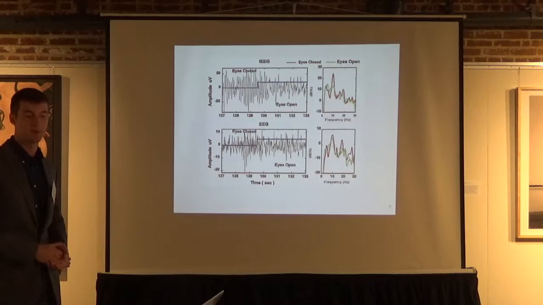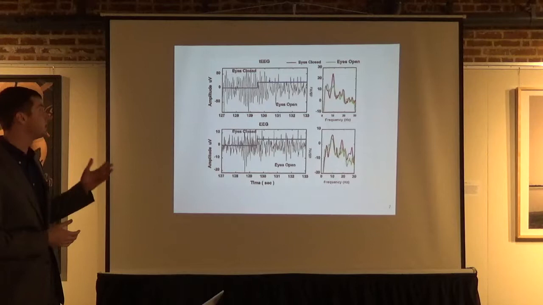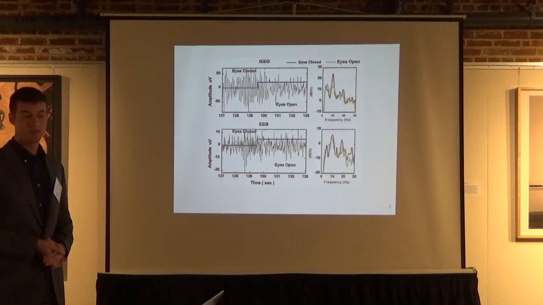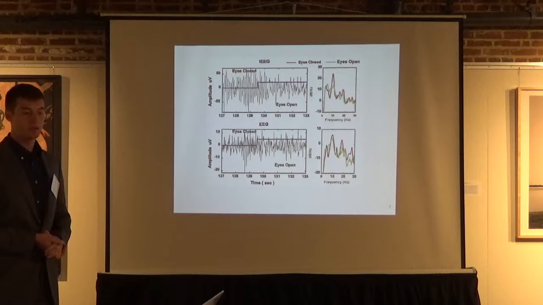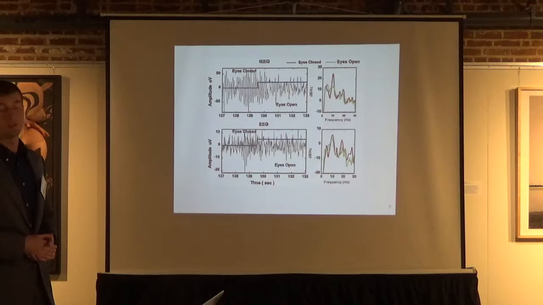And while this shows up for both the TEG and EEG, looking at the power spectrum on the right, for the eyes closed tracing, which is in red, and the eyes open tracing, which is in green, you can look at around, say, the 10 hertz frequency range. The difference between the eyes open and eyes closed is much greater in that TEG signal than in the EEG signal.